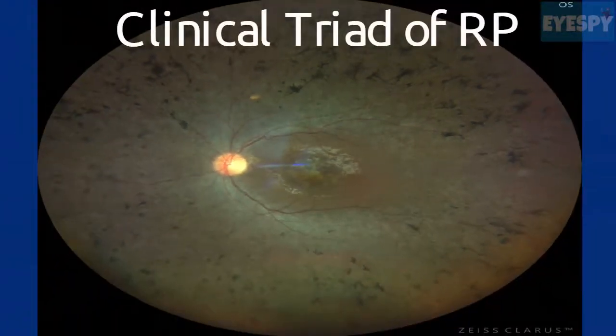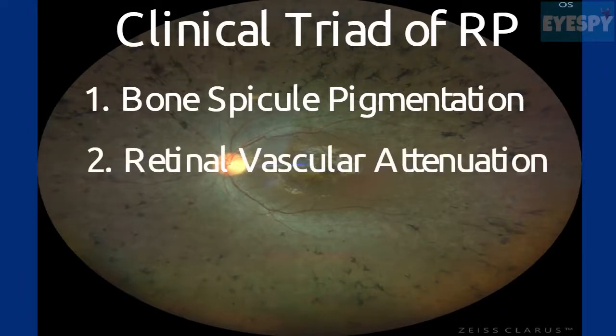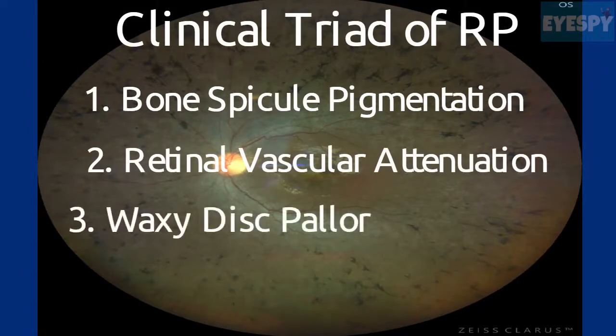The classic clinical triad of RP is bone spicule pigmentation, retinal vessel attenuation, and waxy optic disc pallor, which is probably due to gliosis over the disc. In the early stages of the disease, the fundus may appear normal. As the disease progresses, bone spicules go on to involve the peripheral and the central retina. Gradually, the vascular attenuation increases, and the optic disc gets paler.